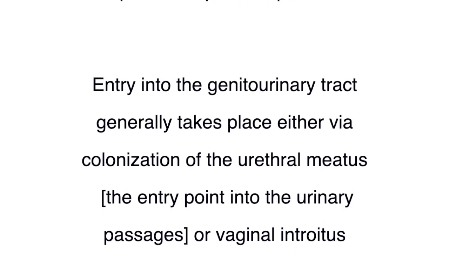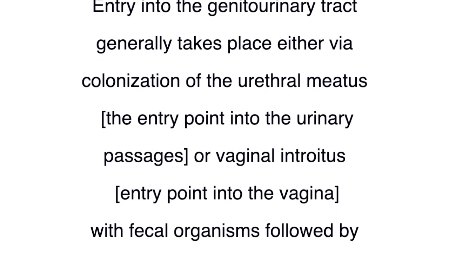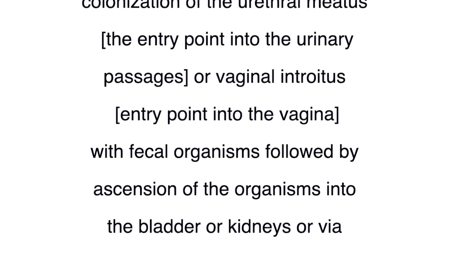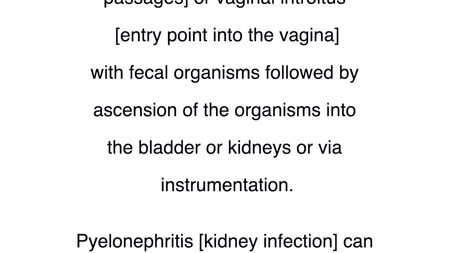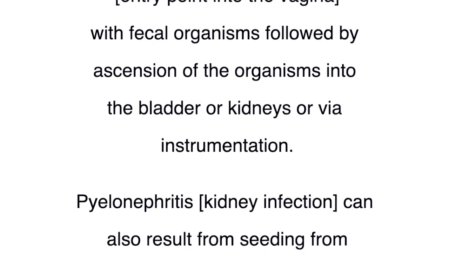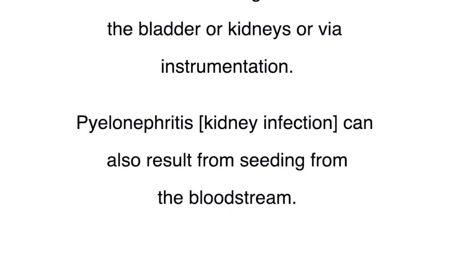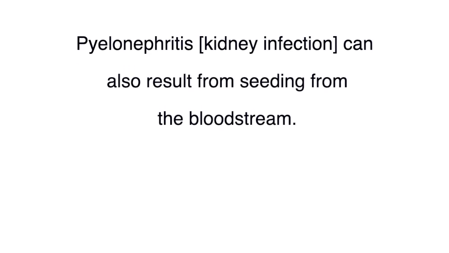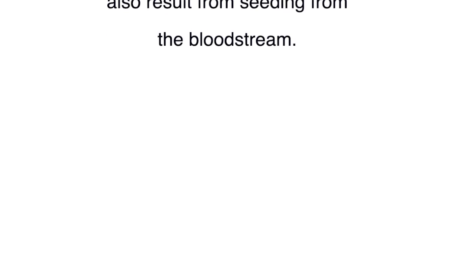Entry into the genitourinary tract generally takes place either via colonization of the urethral meatus, that is the entry point into the urinary passages, or vaginal introitus, that is the entry point into the vagina, with fecal organisms, followed by ascension of the organisms into the bladder or kidneys, or via instrumentation. Pyelonephritis, that is kidney infection, can also result from seeding from the bloodstream.